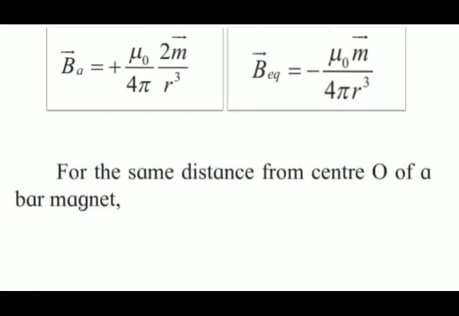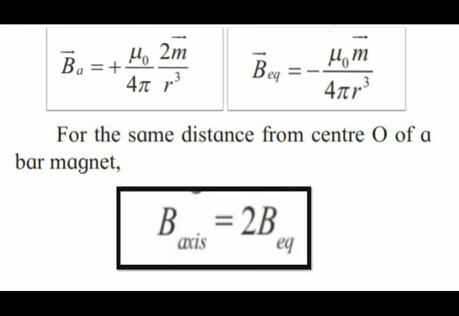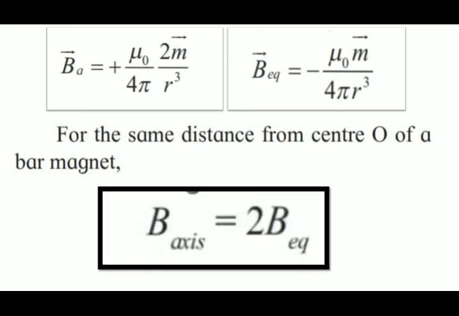So can you say that B axis is nothing but twice of B equator? Yes, you can. So if it is asked in the exam to prove B axis is equal to twice of B equator, how are you going to prove this equation? You have to write both formulas, the formula along the axis and the formula along the equator, and compare both equations. So mu naught upon 4 pi will be cancelled, m will also be cancelled, r cube is also cancelled. So you will have B axis is equal to twice of B equator.